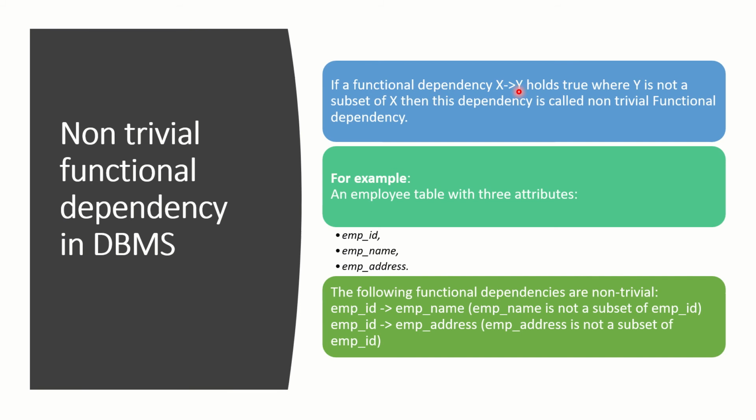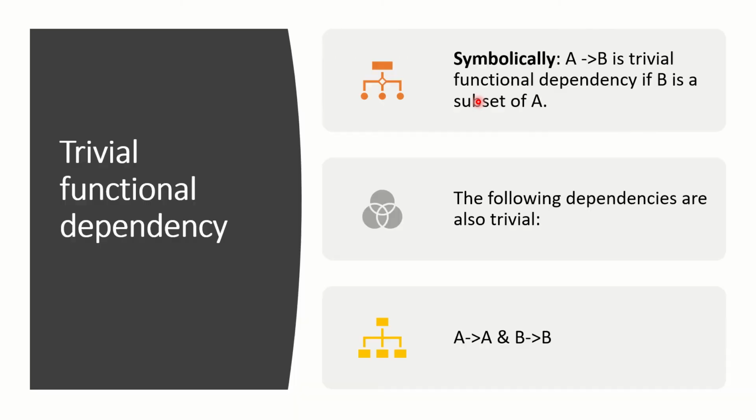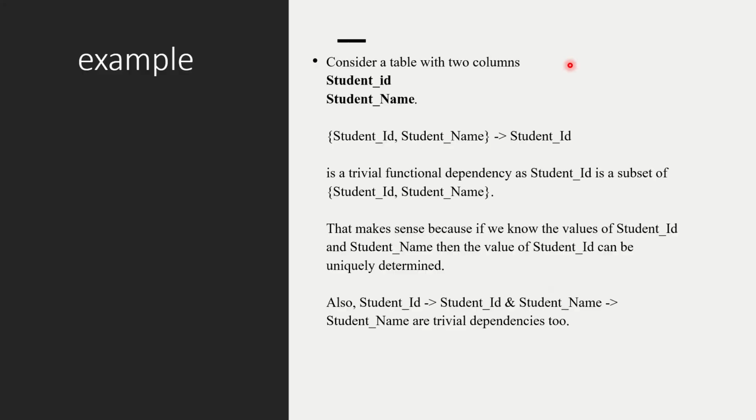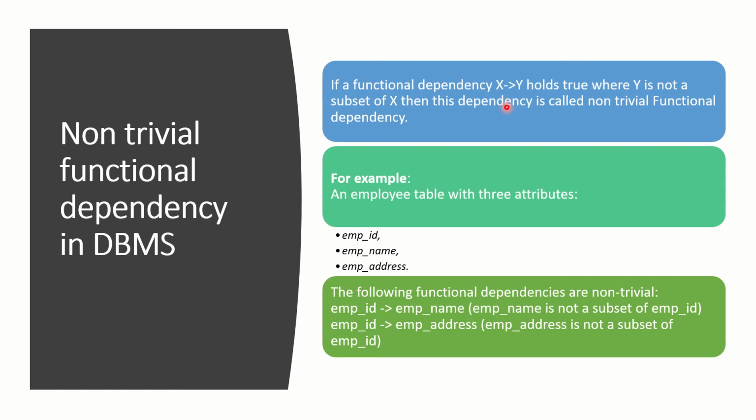So let X implies Y be a functional dependency. It is said to be non-trivial if Y is not a subset of X. So in the previous case, we can say that if A implies B is a functional dependency, it is trivial if B is a subset of A. But in the case of a non-trivial functional dependency, if X implies Y is a functional dependency and Y is not a subset of X, then we can say that this one is a non-trivial functional dependency.